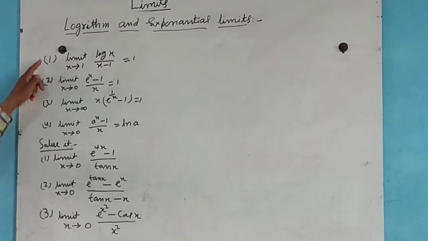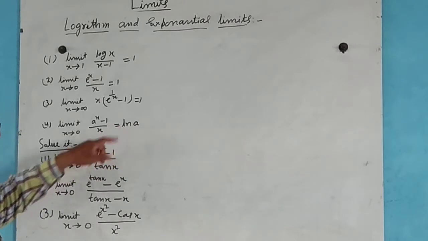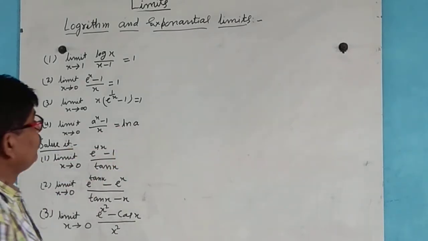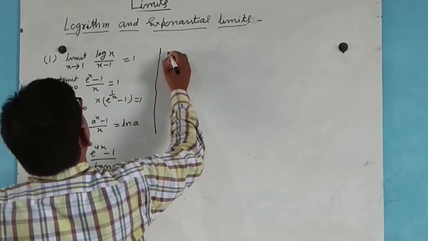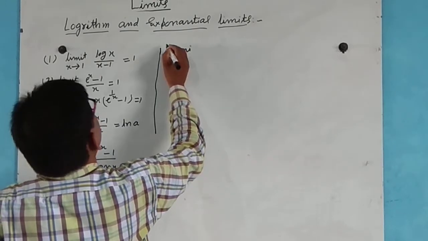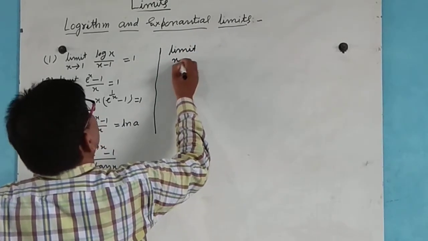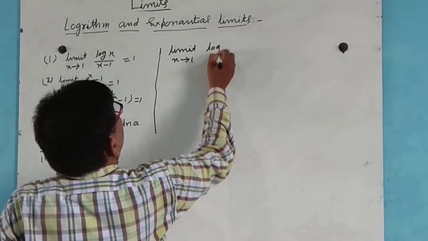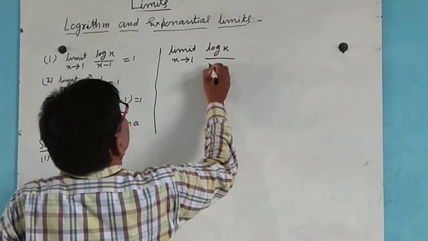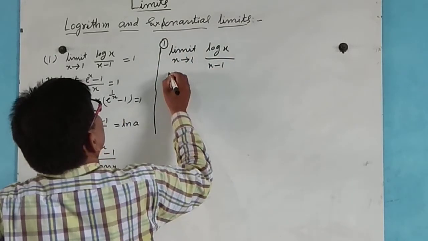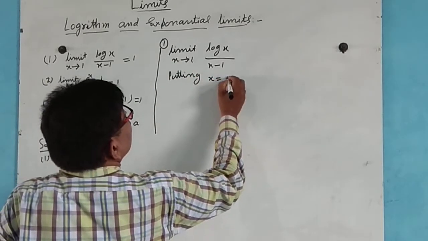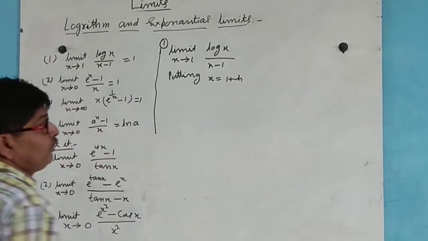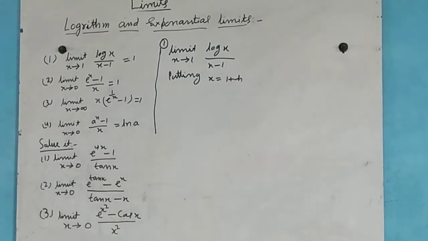Now these are used in problems just like a formula. First of all, we see this first question. Limit x tends to 1, log x divided by x minus 1. Putting x is equal to 1 plus h.